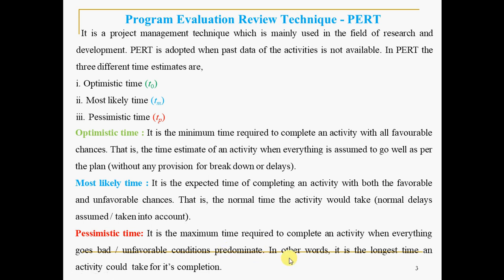So it may not happen as per our prediction. You may take double time. 2 hours, okay, it may take 4 hours or 3.5 hours or so. So that is the maximum time required to complete an activity. So when everything goes bad or there are unfavorable conditions due to heavy traffic, it may take double time, or due to some other reasons it is delayed to reach the destination, let us say. So unfavorable conditions are predominating. In such cases, it will take the longest duration. That is called pessimistic time.